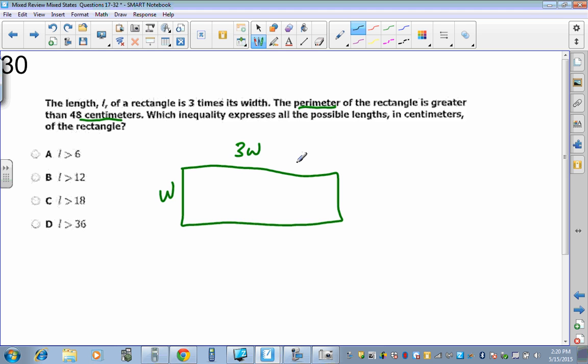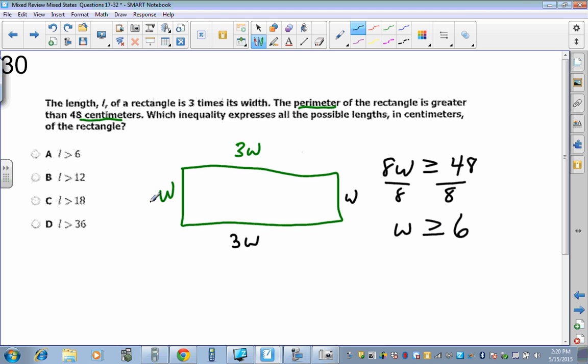Okay, so what we're going to do is we need to find the perimeter all the way around. So we know that the perimeter is 8W total. Okay, and we know that that is greater than or equal to 48. If we divide both sides by 8, W has to be greater than or equal to 6. Okay, but they're not asking us about W, they're asking us about length. It's 3 times the width.